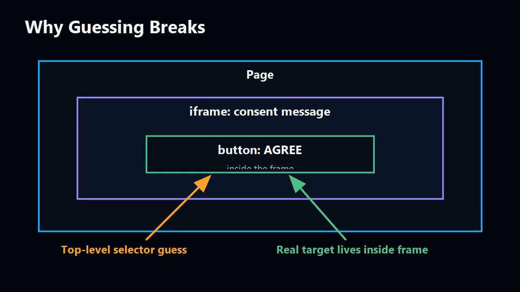The failure does not prove the button is missing. Often the page is more complicated than the guessed selector. The pop-up might live inside an iframe, or the visible text might not map cleanly to the top-level page. So the next useful move is not more guessing. It is: inspect the page.